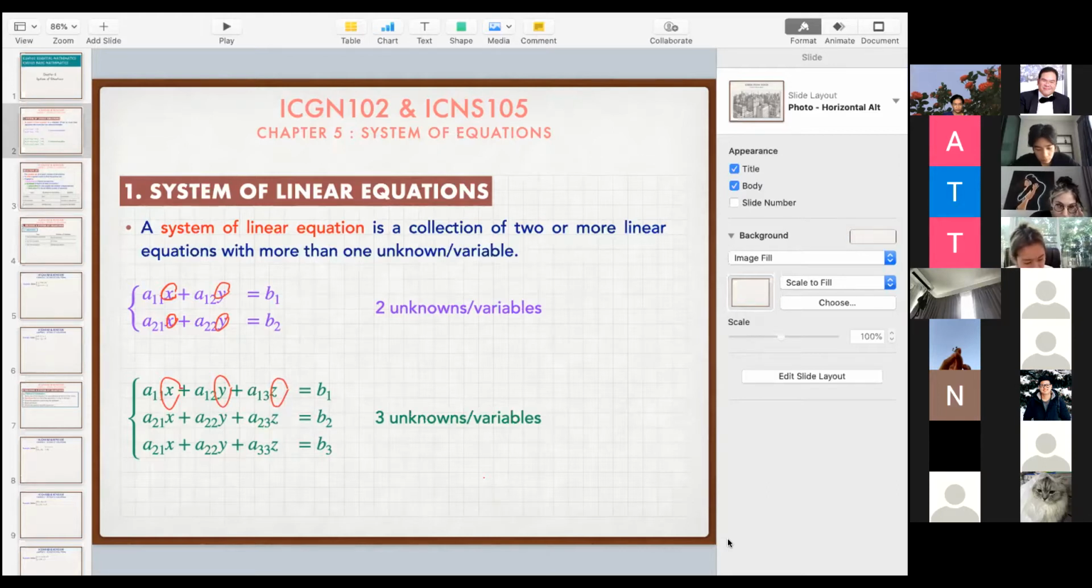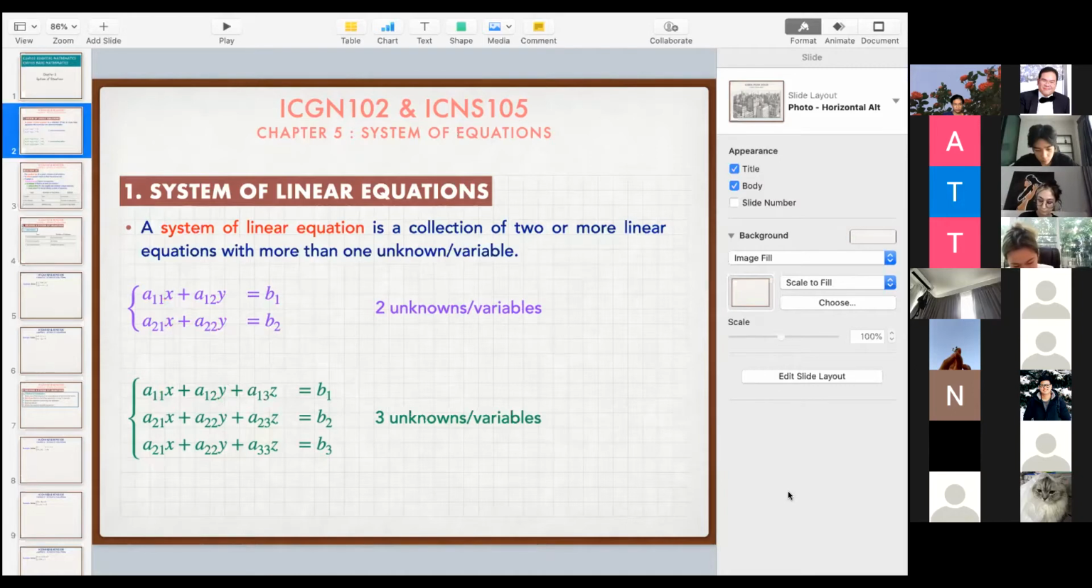of linear equations. Now we know already that if they appear as a series or group of equations with two or more variables, we call them a system of linear equations. So when you see the word system of equations or system of linear equations like this, we will apply techniques in order to solve this system of linear equations that we will learn together now.